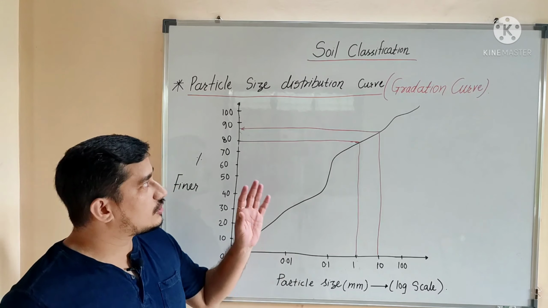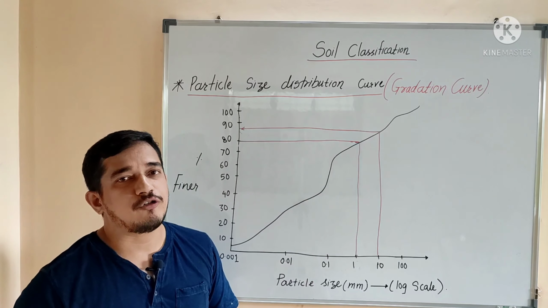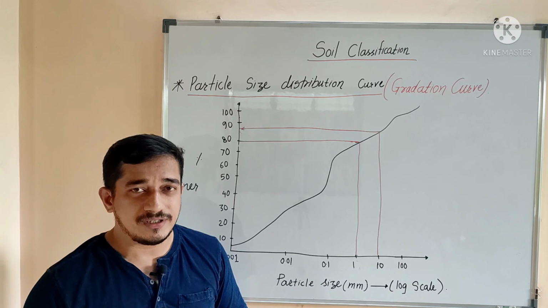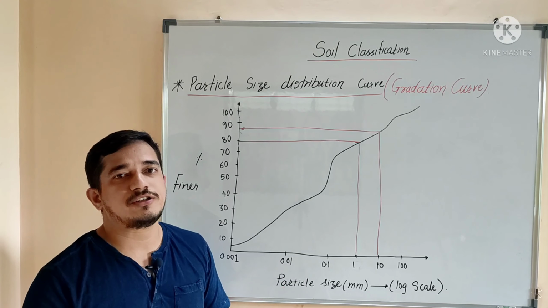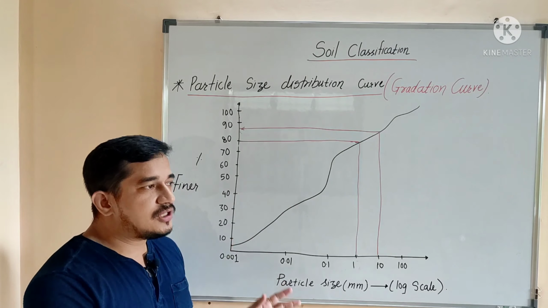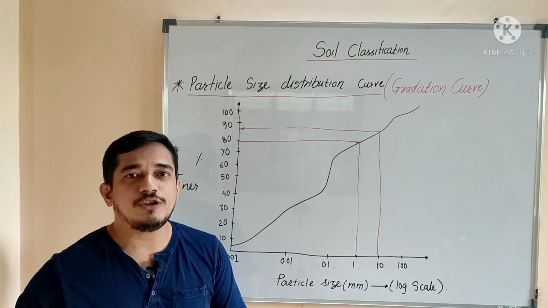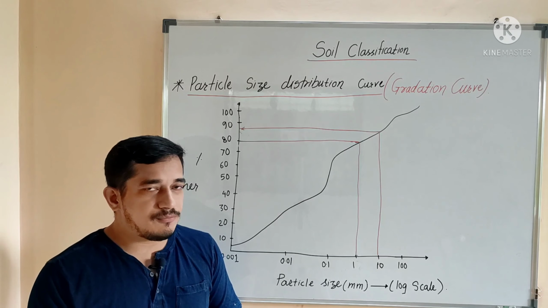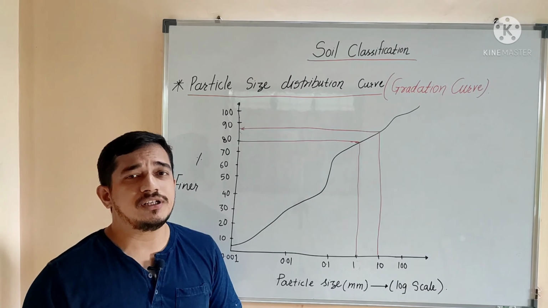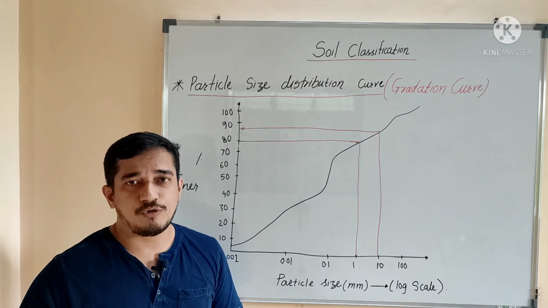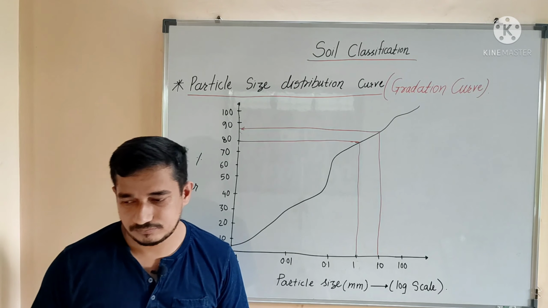There are a number of uses of this particle distribution curve or gradation curve. Depending on this we will find the coefficient of uniformity and coefficient of curvature. These are derived parameters that will help us to classify the soil. What the uses of this particle size analysis curve are, we will see in further lectures, but before that it is important to find out the percentage finer depending on this particle size analysis report or sieve analysis report. So first of all we will go through it.